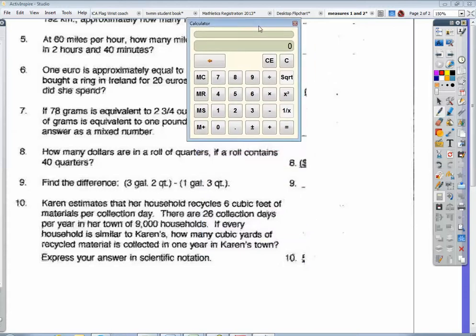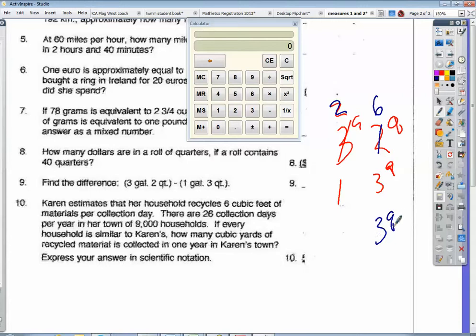All right, the difference. So I have 3 gallons, 2 quarts, and I have 1 gallon, 3 quarts. So each gallon has 4 quarts. So I need to borrow, right? So this is 2, so I'm adding 4, so now I have 6 quarts. 6 minus 3 is 3 quarts. 2 minus 1 is 1. So I have 1 gallon and 3 quarts.